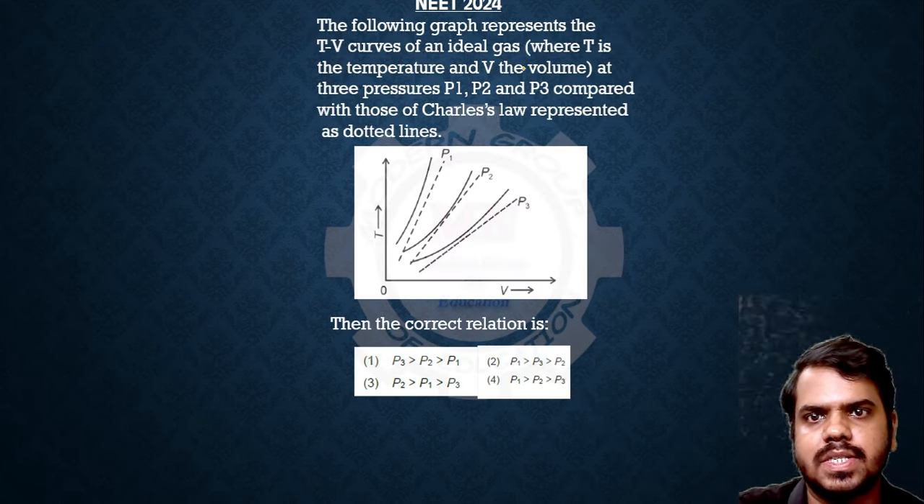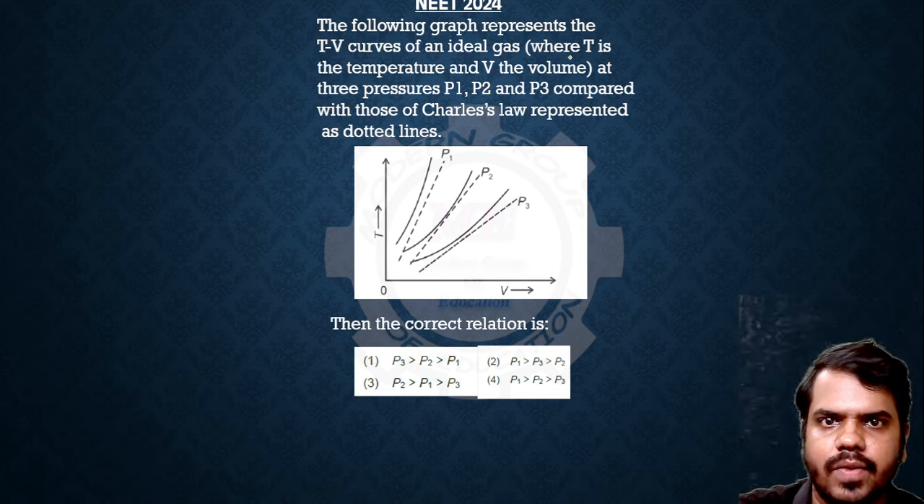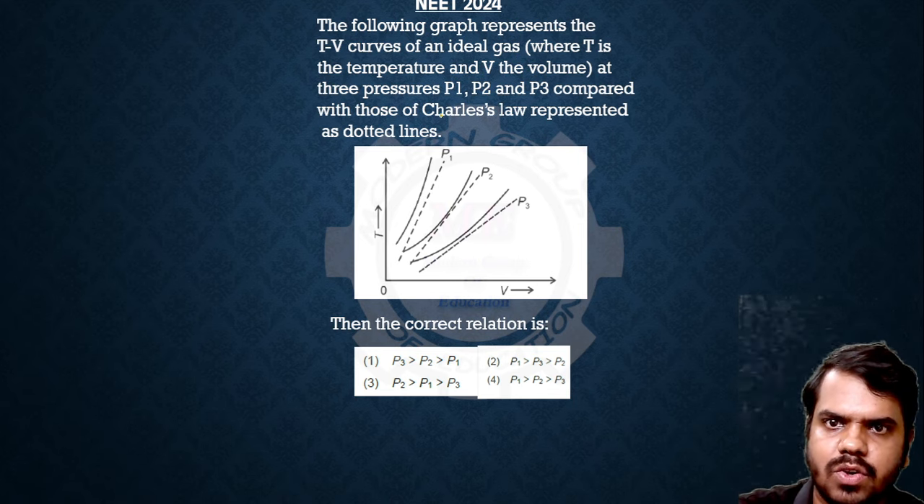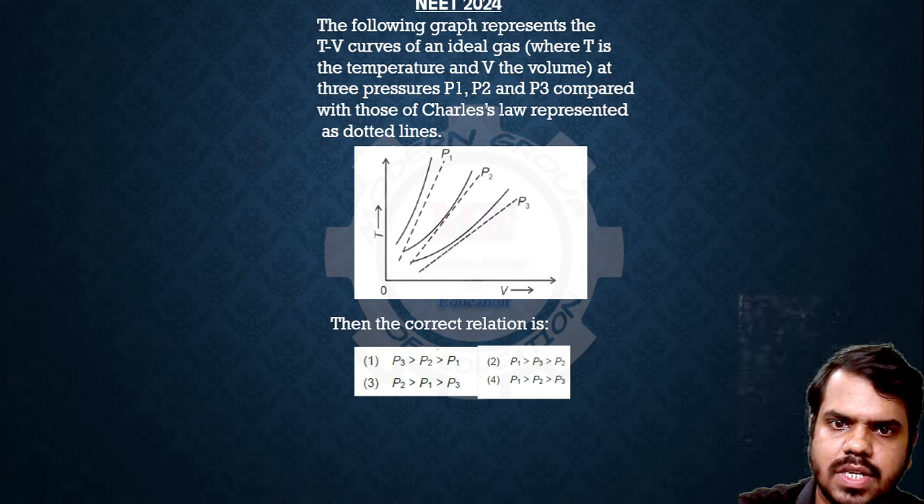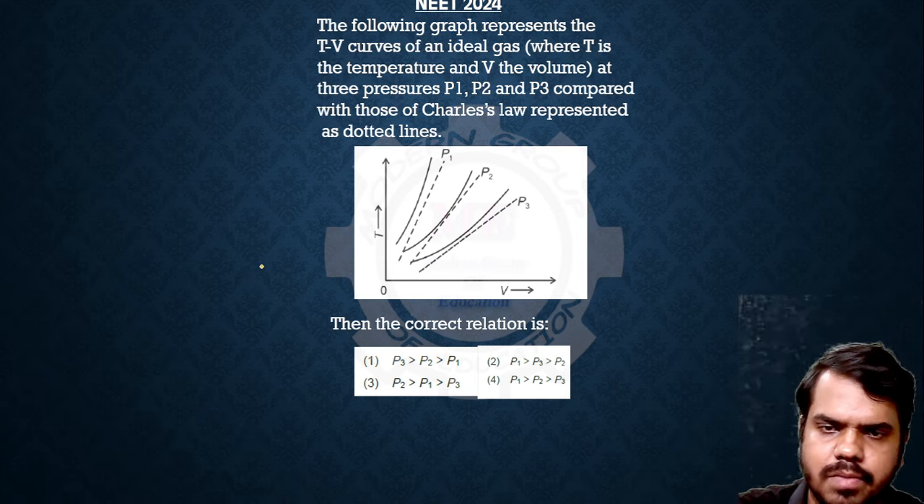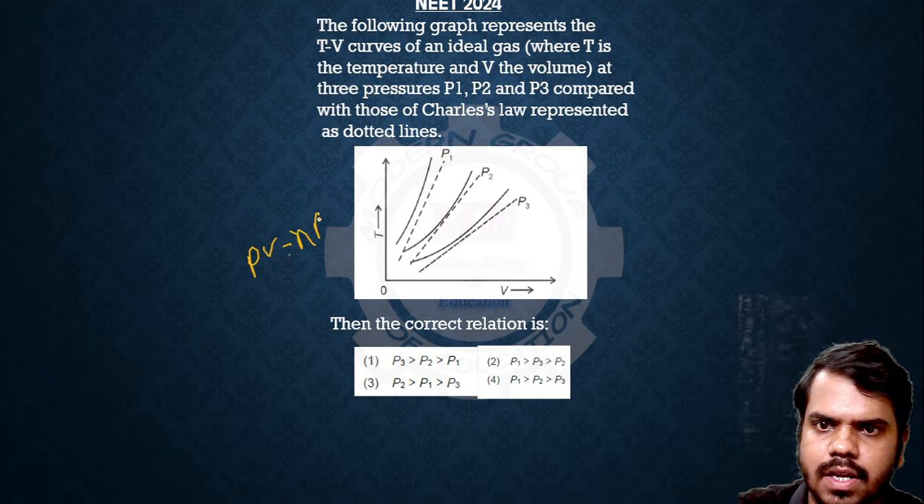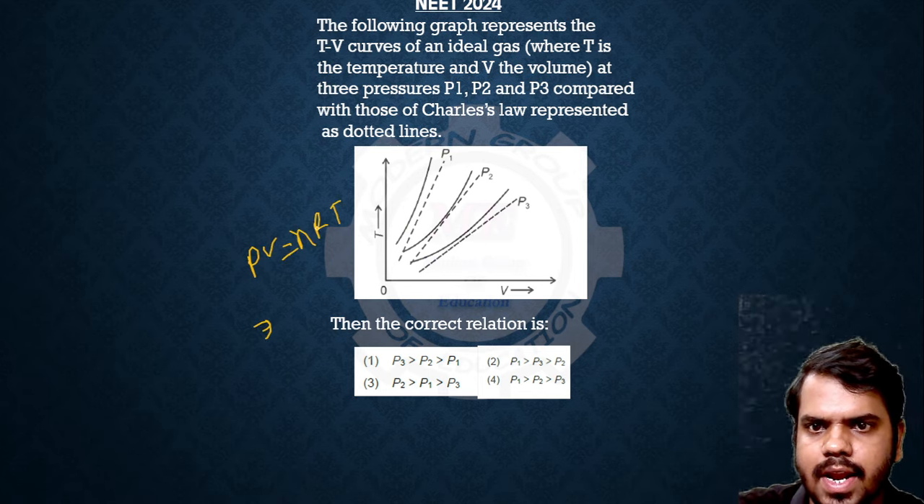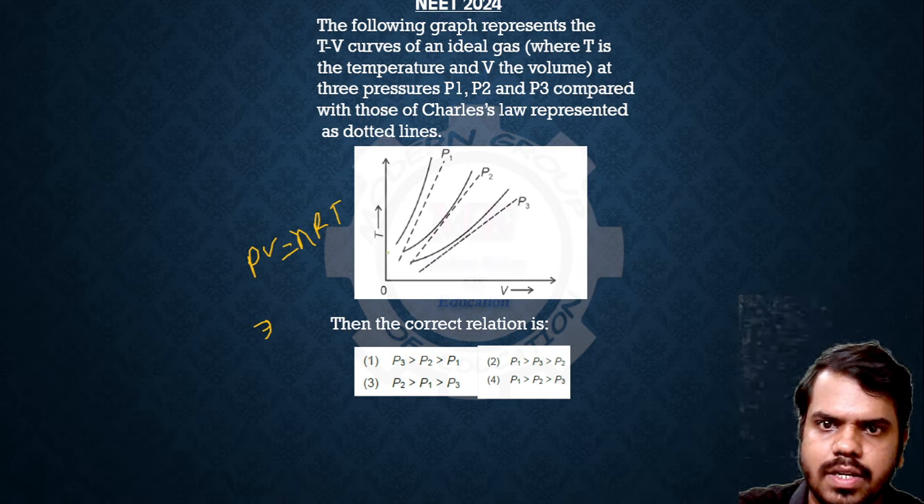The following graph represents the TV curve of an ideal gas where T is the temperature, P1, P2, P3, compared to the Charles law. Which one is the correct relationship? Obviously, P1 is greater than P2, P2 greater than P3, because PV equal to nRT. So PV equal to nRT, nR is constant. So this is the TV graph.